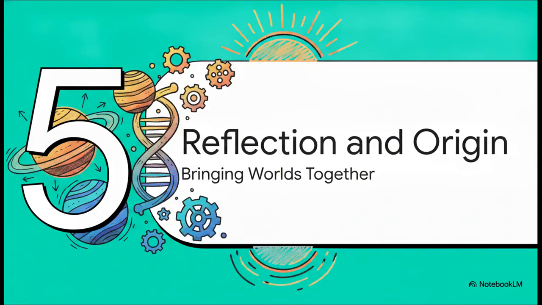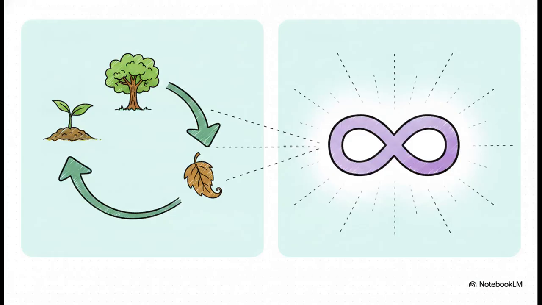So how in the world do these two totally opposite halves of reality actually coexist? Let's wrap things up with Section 5, Reflection and Origin, bringing the two worlds together. This side-by-side comparison reveals the text's ultimate and probably most surprising takeaway. In the positive universe, everything is constantly moving, changing, being born and dying. But over in the negative universe, everything exists in a relatively eternal state.